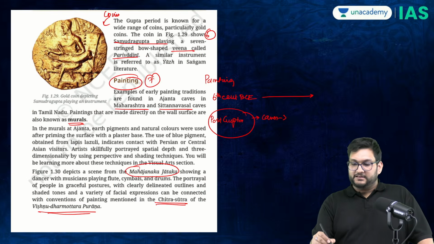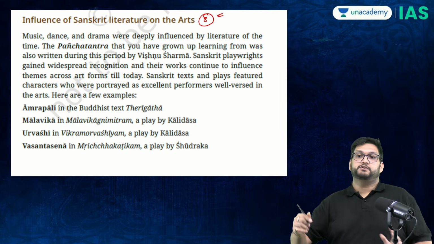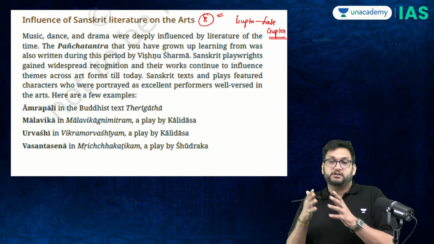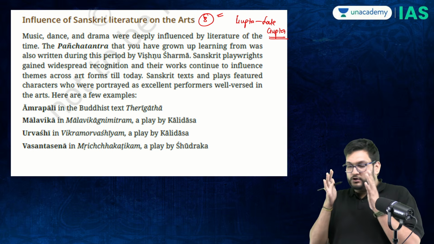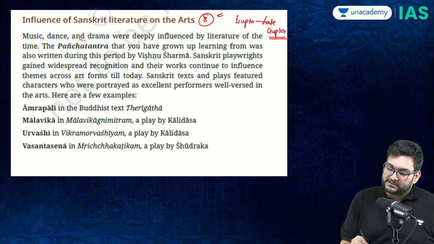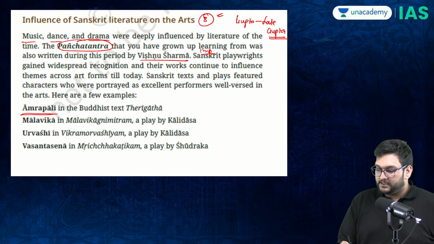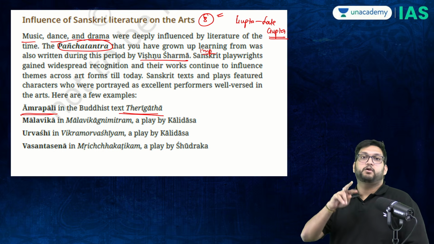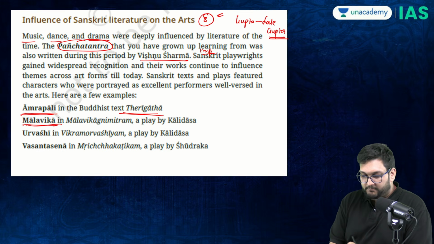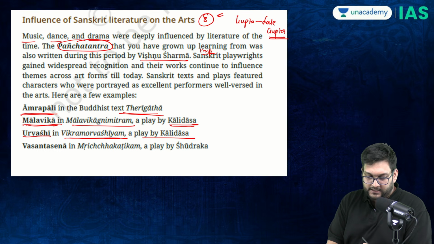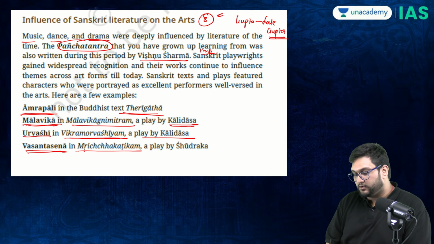Then, seventh, eighth, a major development is going to happen in the Gupta and late Gupta period, specifically under Samudragupta and Chandragupta, Chandragupta to Vikramaditya, with very important texts emerging. For example, Panchatantra of Vishnu Sharma, which has music, dance, drama inside it, important for the examination. Then we have obviously Amrapali, which is in the Therigatha text of the Buddhists itself. Malavika in Kalidasa's Malavikagnimitram, Urvashi in Kalidasa's Vikramorvashiyam, and Vasantasena in Mrichchhakatikam of Shudraka.